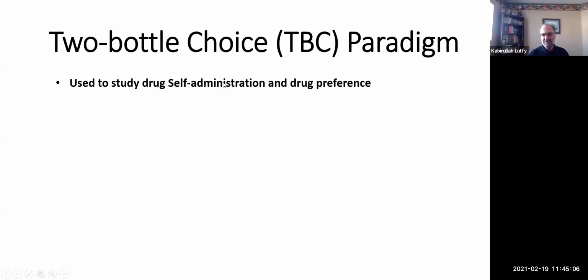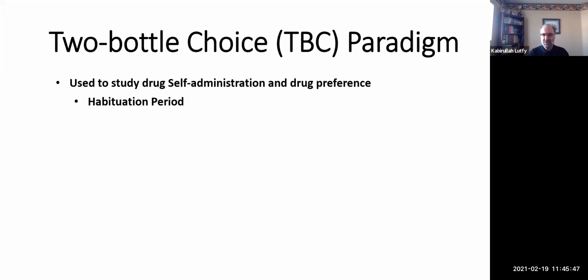Basically, in this model, you have two bottles inside the cage. One bottle will be an inert substance, like their water bottle. In the other one, you add something into the water. You can add sugar, alcohol, or nicotine, whatever you are interested in. There is a habituation period here also. In this period, you expose the animal to two bottles, because normally in animal cages you have one water bottle and a food dispenser.